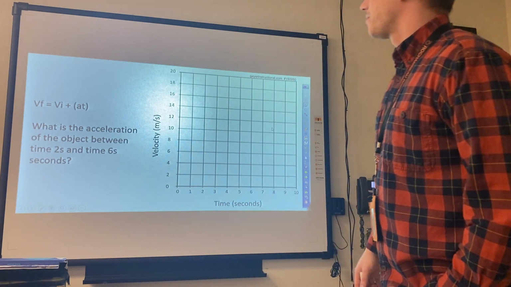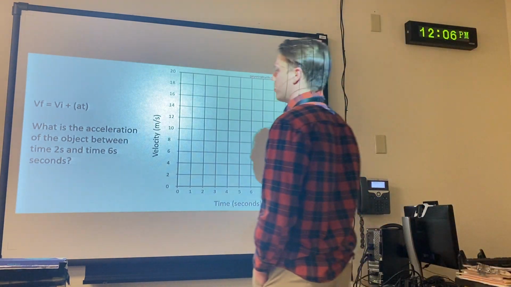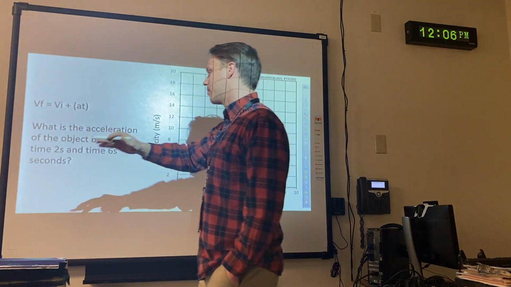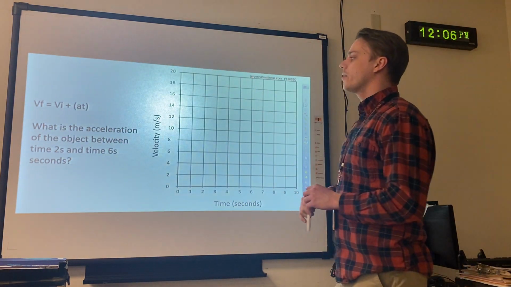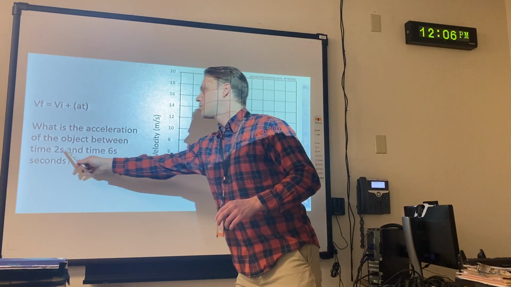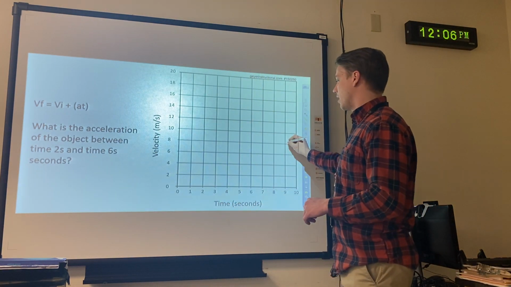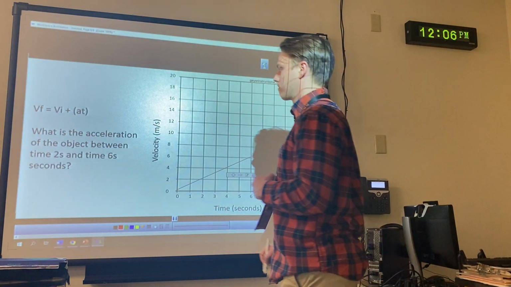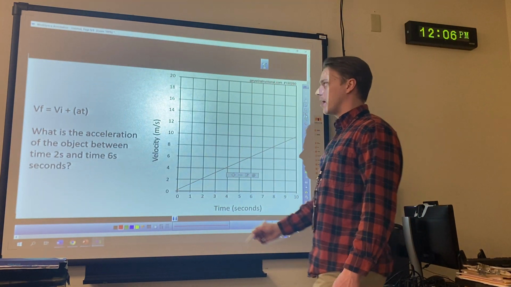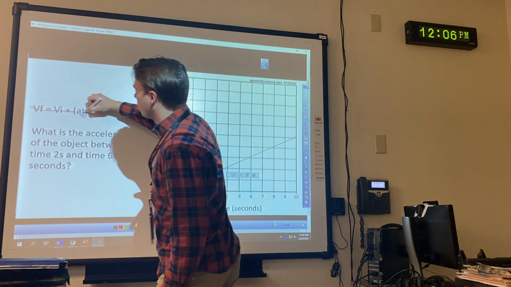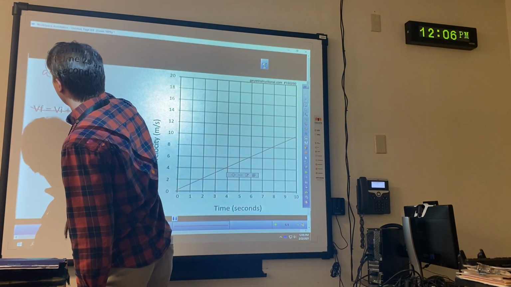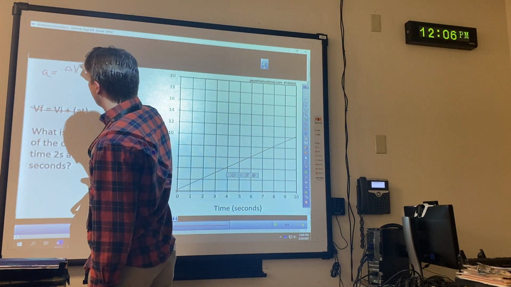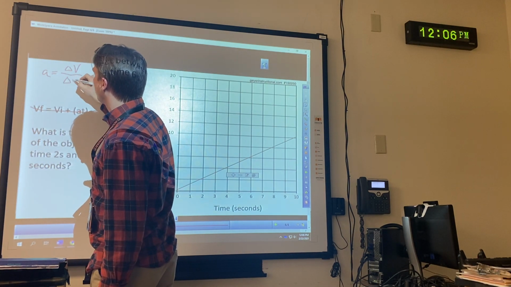So, we have a change of velocity over a change in time. This is another way of writing the formula, just rearranged. Don't worry about that yet. What is the acceleration of an object between time 2 and 6 on this graph? So let's try it out. Acceleration equals change, triangle, change in velocity divided by a change in time.